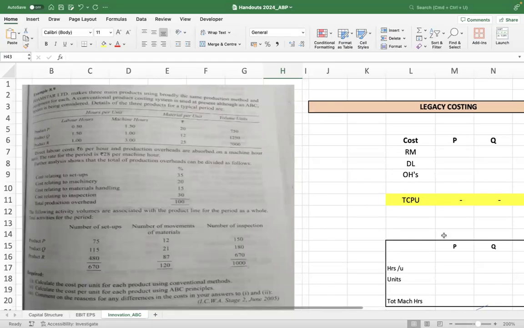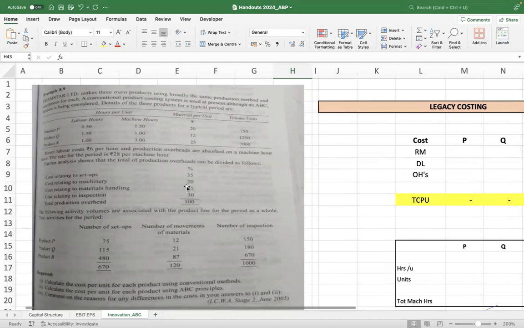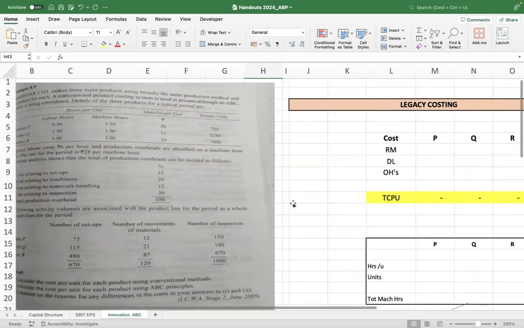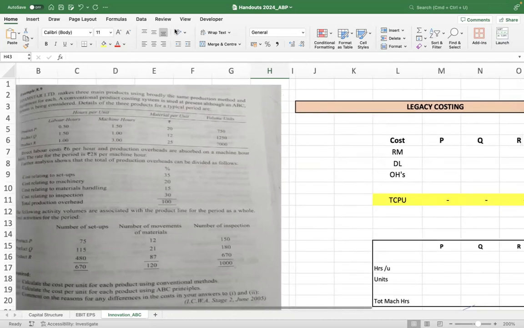Okay, so this is the problem that we had. I'm not going to read the problem because I think I gave you time to read. This is the background to activity-based costing. If you look at the question carefully, there are three products being produced, P, Q, and R.